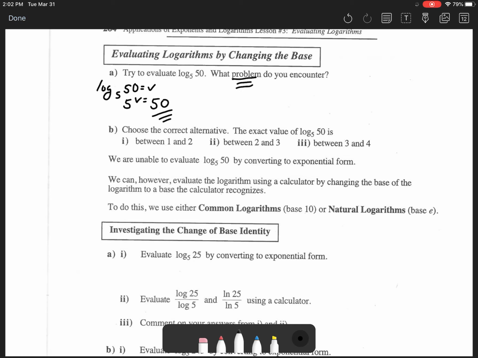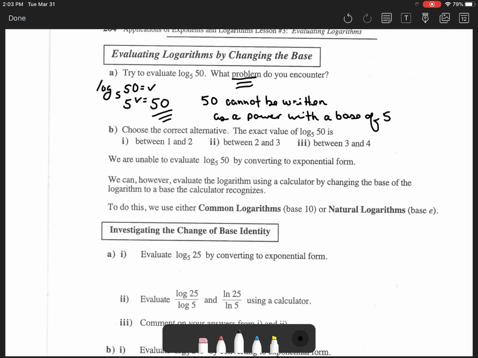So that's kind of what they're asking you to write down. If you want to write that down, great. If you understand that problem, then obviously you don't need to write it down, but I'll write it here in case you want it. So 50 cannot be written as a power with a base of 5. Can't happen.